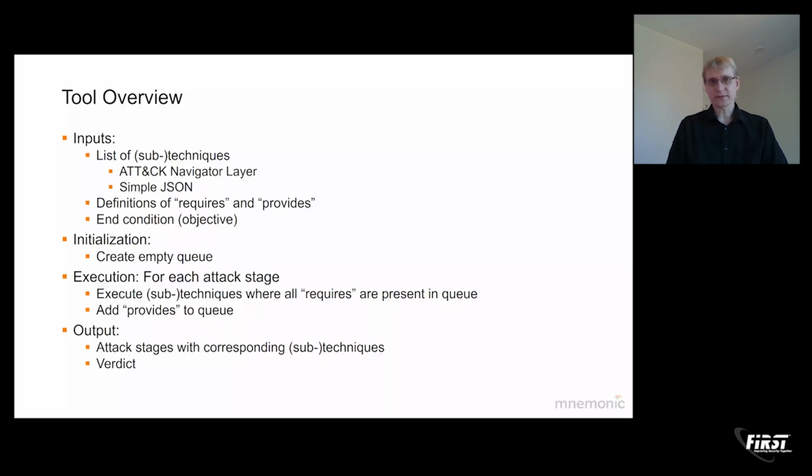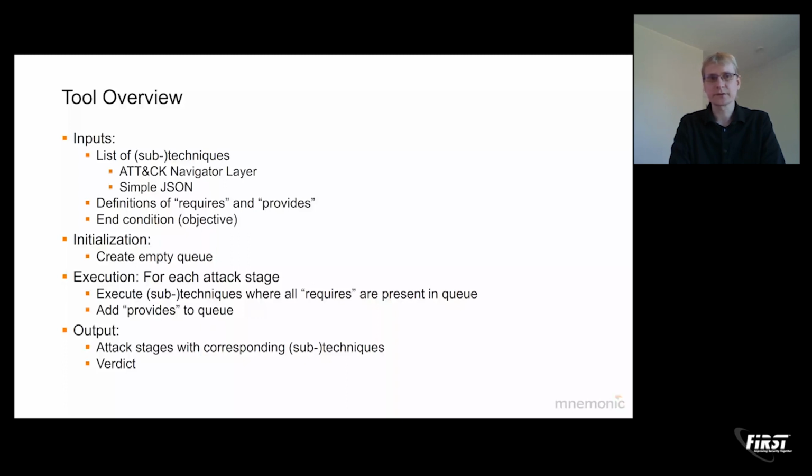The second input is the definitions of the requires and provides for each technique in MITRE ATT&CK. We have a big JSON file with all those definitions on GitHub as part of the data for this tool. And the final input is the end condition or objective. And that could be exfiltration, destruction, extortion, denial of service, representing what the adversary tries to achieve by this intrusion. Some techniques provide these end conditions, and in order to reach it, you need to execute one of those techniques.